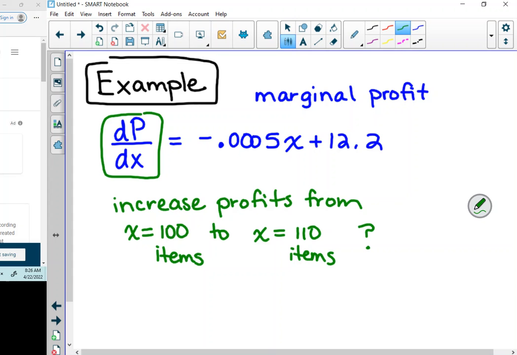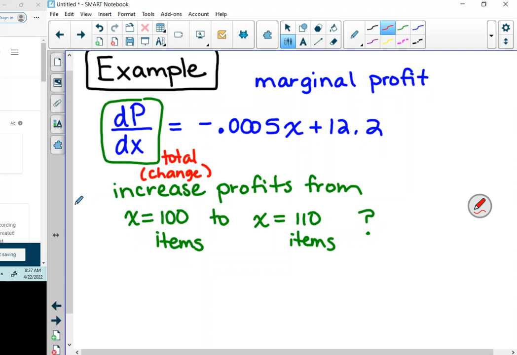So the change, hopefully it's an increase, seems like it should be. What is the change in profits? How much are my profits going to change? Not the rate of change, but the total change, which is a slightly different question. The rate of change is a derivative question. Total change is an integration question. What's going to be the total change, most likely an increase in the profits from when we sold 100 items versus 110 items?